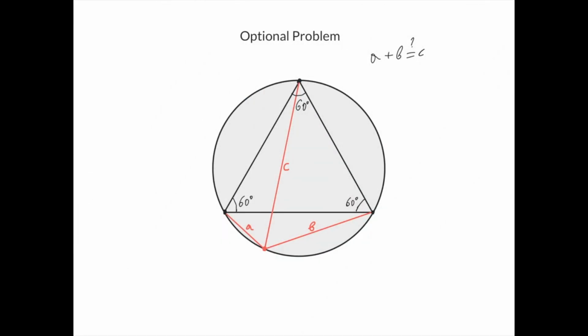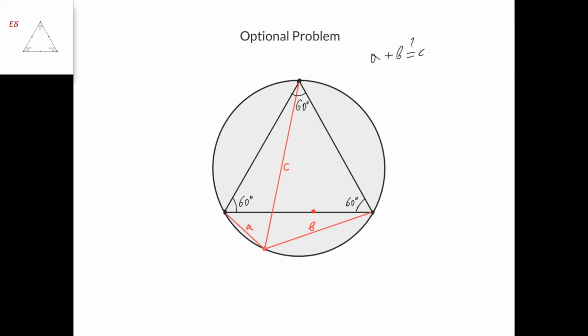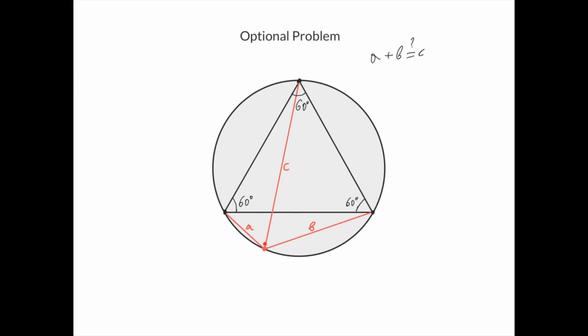This is the optional problem. We have an equilateral triangle, and this here is its circumcircle. A random point is chosen on this arc of the circumcircle, and this distance here is a, this distance is b, and this distance is c. We need to prove that a plus b equals c, and here's the solution.